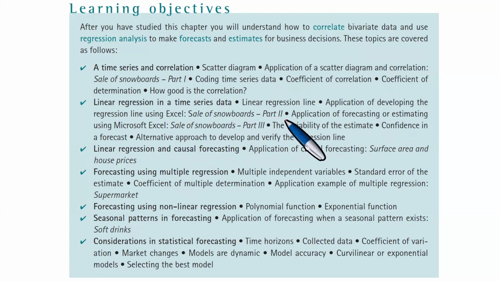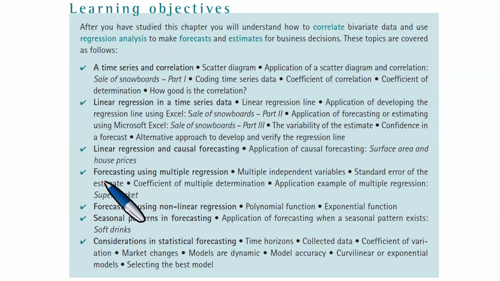Part two, for instance, we shall be looking at the application of forecasting or estimating using Microsoft Excel, the sale of snowboards. Part three, the variability of the estimate, confidence in a forecast, and an alternative approach to develop and verify the regression line. Now, the idea of regression, linear regression, and causal forecasting. Application of causal forecasting, surface area and house prices.